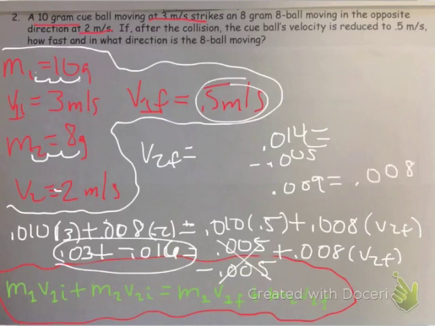Now we're going to divide out the 0.008 from both sides so that we can get velocity by itself. So 0.009 divided by 0.008, and you should get 1.125 meters per second. So that is going to be our final answer, 1.125 meters per second.